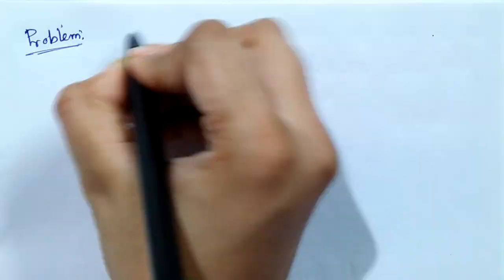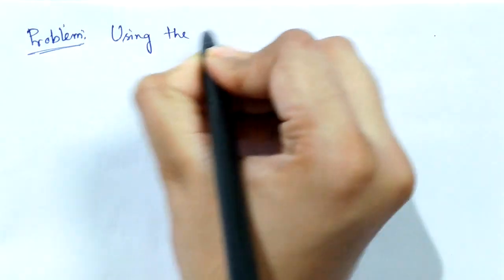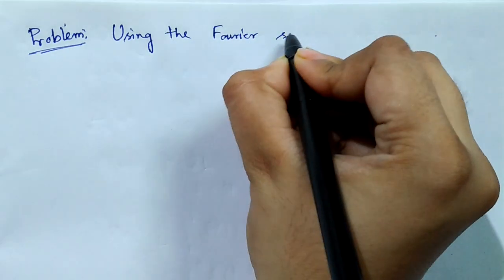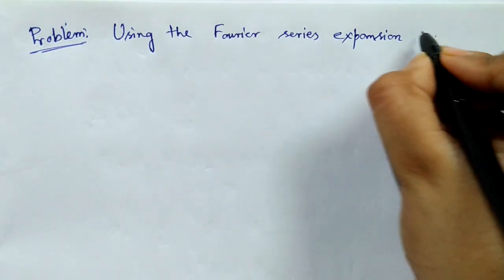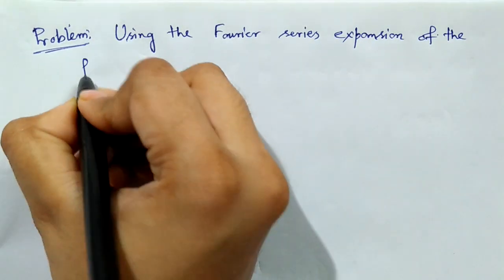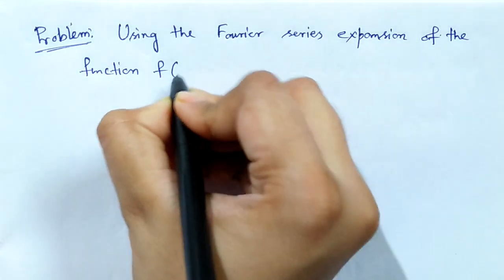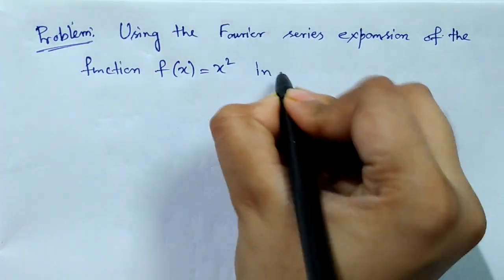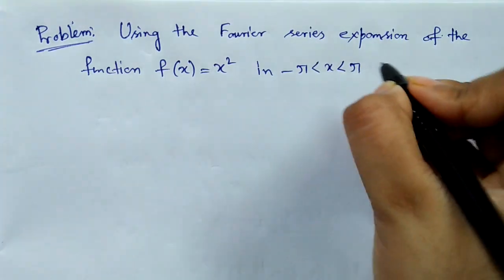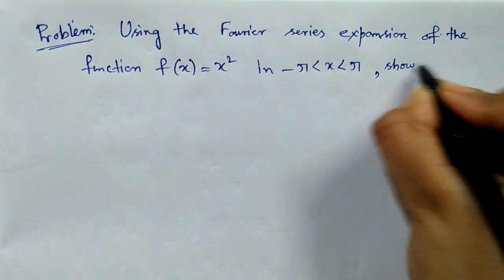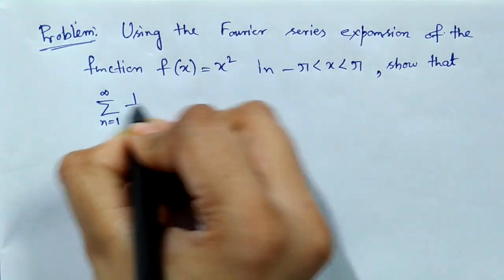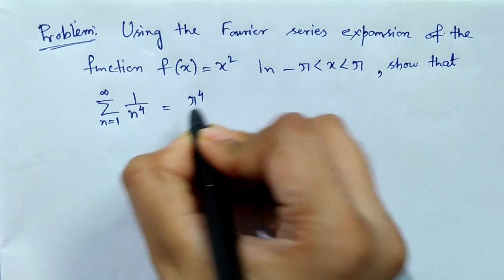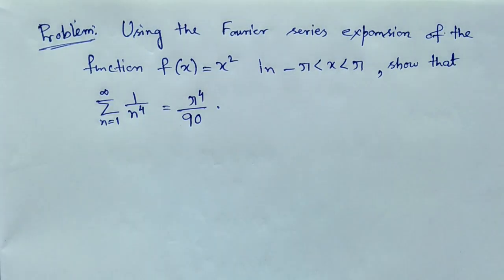Now, problem. Using the Fourier series expansion of the function f(x) equal to x square in minus pi less than x less than pi, show that summation n equal to 1 to infinity 1 by n to the power 4 equals pi to the power 4 by 90. So this is our problem.